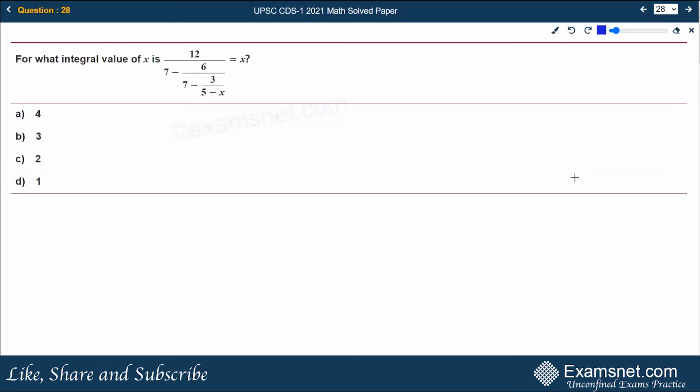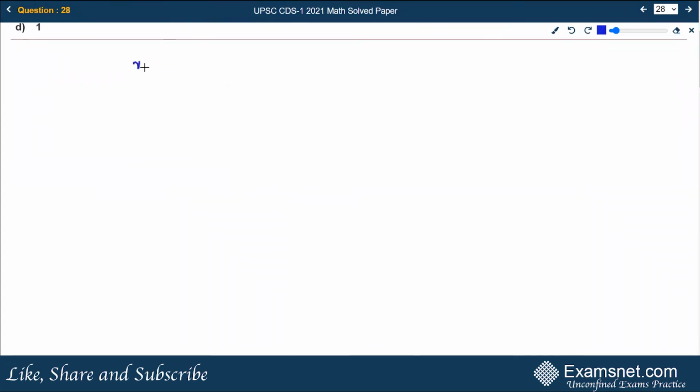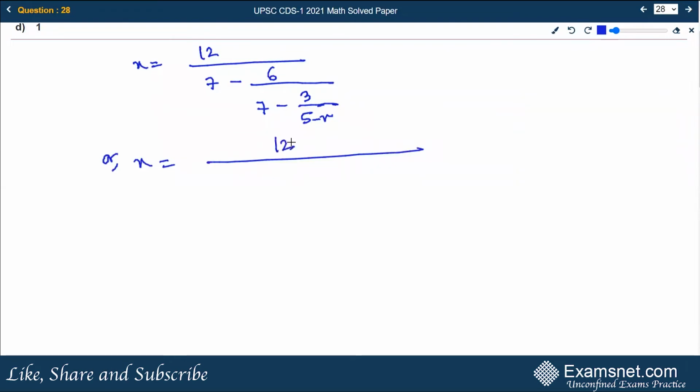In question number 28, we are given for what value of x this equation will be satisfied. Let me first write the expression that is given for us: 12 by 7 minus 6 by 7 minus 3 by 5 minus x. I will solve it step by step, starting from the lowermost step.